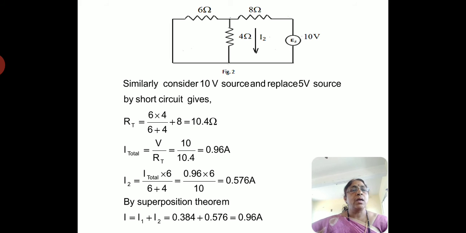Here the total current is 0.96 into 6 divided by 6 plus 4, that is 10. That is equal to 0.576 ampere.